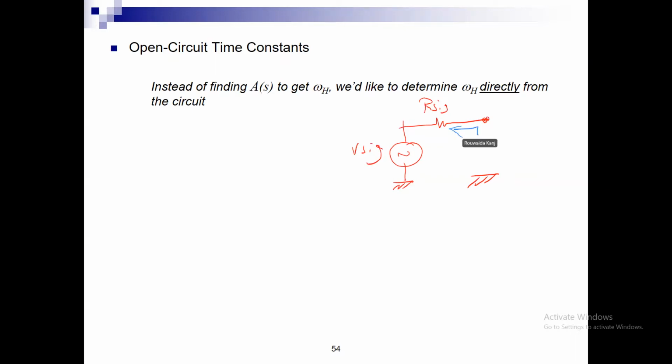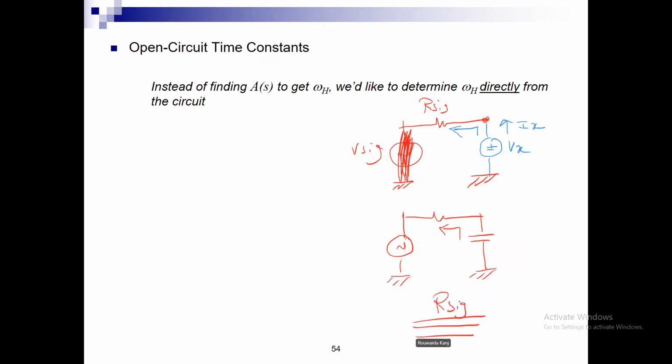So what do we do to the supplies? We make all the supplies shorted, so we set this to 0. We short the supply, and we put in place of the capacitor a VXIX. And we will find what Vx over Ix is. In this example, what is the resistance seen by C? If we draw the circuit all over again, the circuit was like this, and I had C here. So the resistance seen by C is R sig, right?